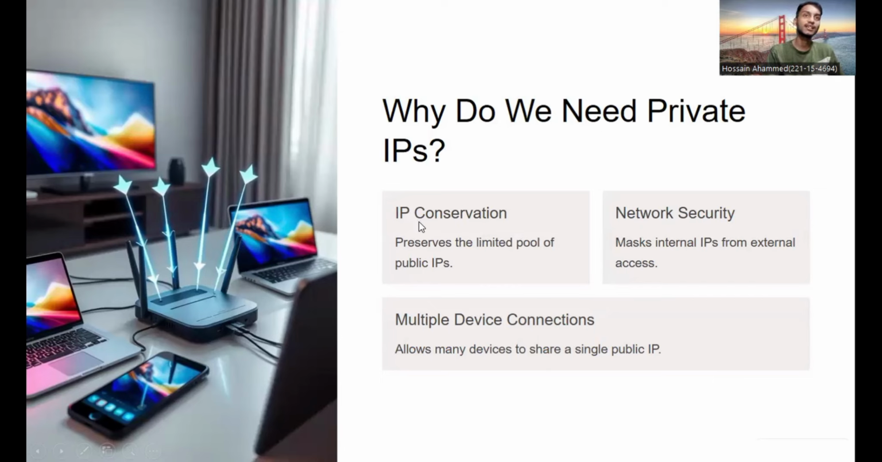Private IP basically provides IP conservation, network security, and filtering of multiple device connections. IP conservation means it preserves the limited pool of public IPs, and network security means it masks internal IPs from external access. That means only those devices that are given access by the owner of this network can access it. And multiple device connection means it allows many devices to share a single public IP.